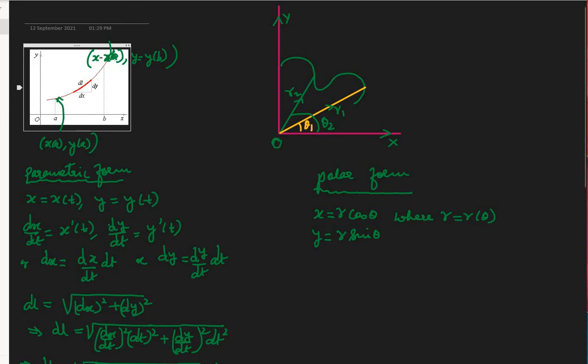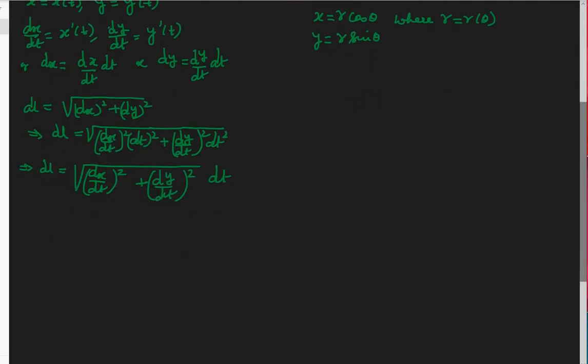Now this is the arc length, or the length of that portion only. But now we want it from t is equal to a to t is equal to b. So what will be the total arc length? It will be from t is equal to a to t is equal to b, so you have to integrate it and get the total length.